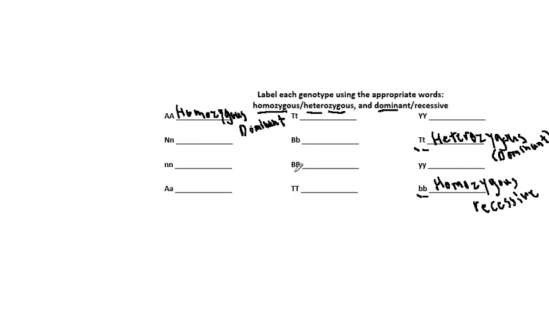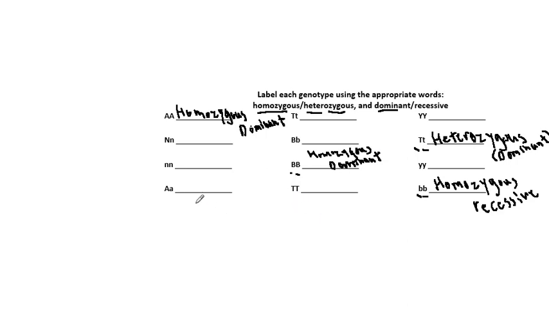So this one right here, can you name it? Homozygous, because they're both capital, and is it dominant or recessive? Homozygous dominant. And you should always write out the whole word. Don't ever shortcut it on like a test or anything. See if you can do all the rest.